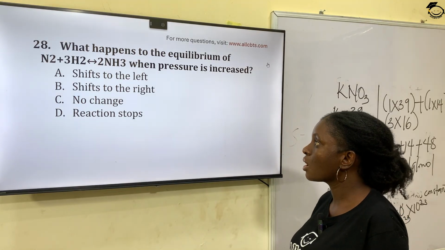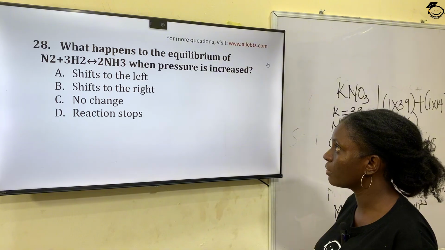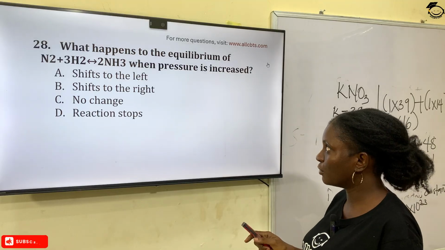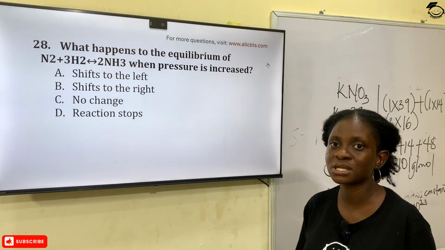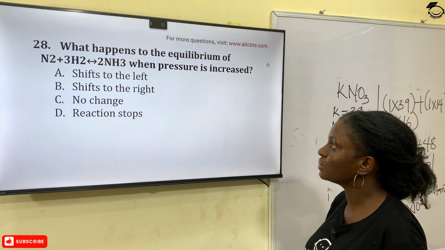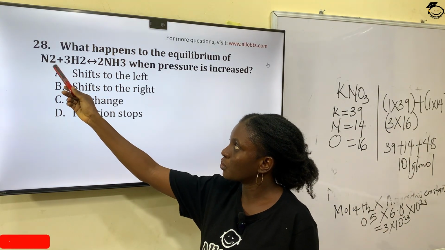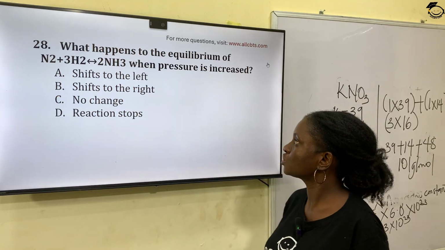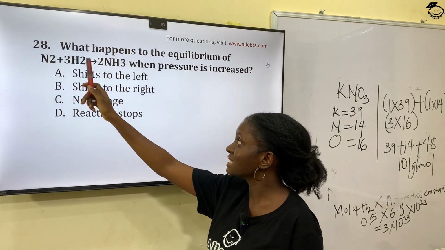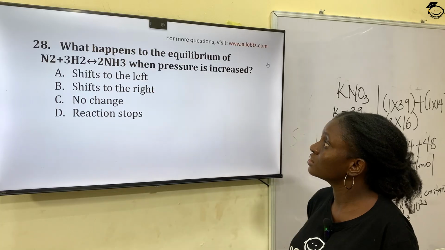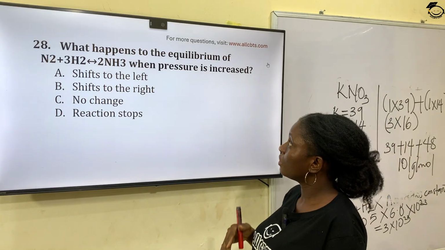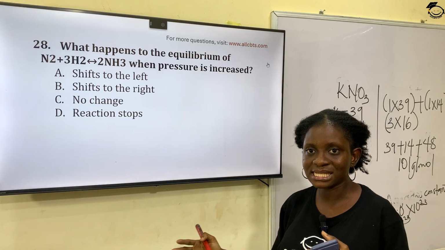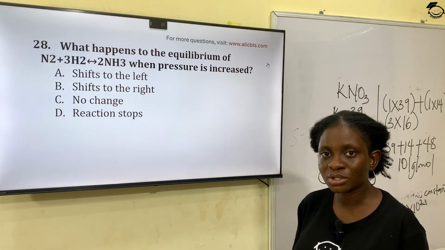Question 28. What happens to the equilibrium of nitrogen plus hydrogen to form ammonia when pressure is increased? In this case, when you look at the number of moles on this side, we have 4. Unlike this side, we have 2. So this left hand side is higher than the right hand side. For equilibrium to happen at an increased pressure, it favors the right hand side. So that means there is more production of ammonia.